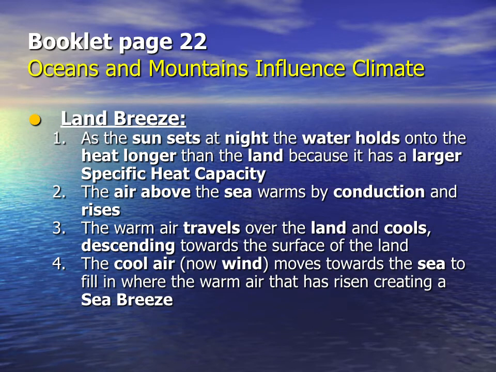We have a land breeze as well, and I'll show you a picture in just a second in case you're a kind of person like me who needs pictures. A land breeze happens as the sun sets at night, and the water holds on to the heat longer than the land because it has a larger specific heat capacity. So it's the exact opposite of a sea breeze. Now the air above the sea warms by conduction again. That heat is radiating off the water, heating up the air, and that air rises. Warm air travels over land and cools, descending towards the surface of the land, and then the cool air, which is now wind, moves towards the sea to fill in where the warm air has risen.